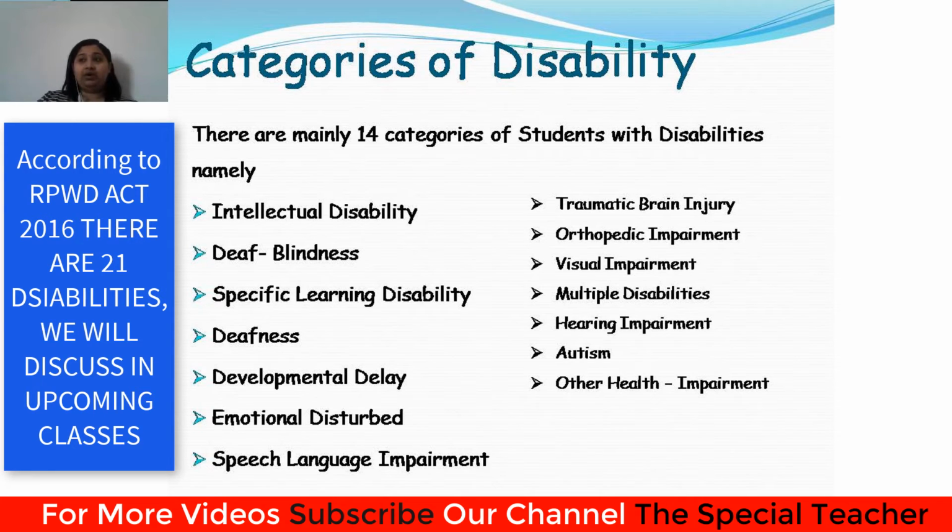Even though I'm not going to tell everything in detail about all these 14 categories, right now I'm just going to give you a gist, a small, quick understanding of what these disabilities are, and how a very few of them come up. In the upcoming classes, we will be talking about all these 14 categories in detail so that you get to know better about each classification.